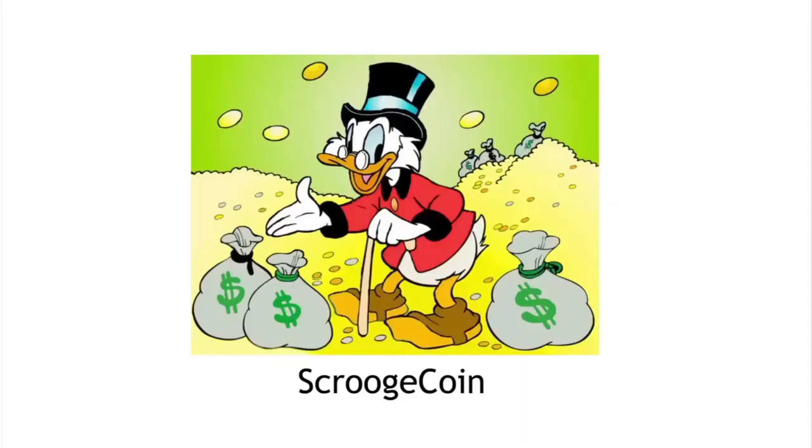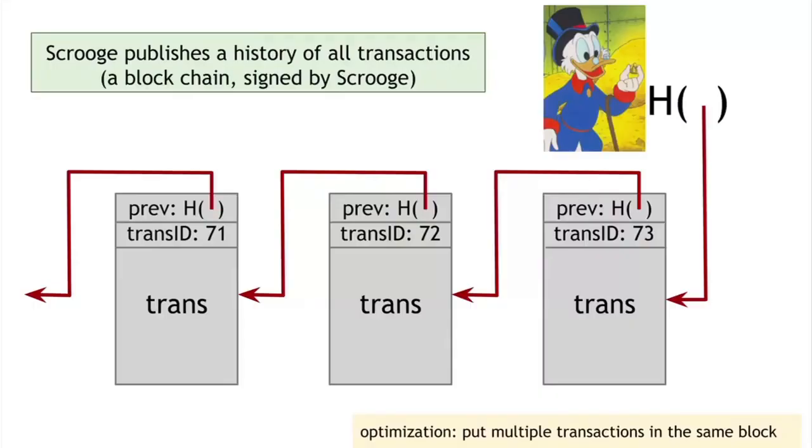So we need to somehow improve on Goofy Coin, and we'll do that by designing another coin, which I'll call Scrooge Coin. Scrooge Coin is going to be rather like Goofy Coin, except it will solve the double spending problem in a particular way. And this coin was created by Scrooge. Okay, so this is a little bit more complicated in terms of data structures, but here's one of the key ideas, that Scrooge is going to publish a history of all the transactions that have happened. This will be a blockchain, that data structure we talked about before, and it will be digitally signed by Scrooge.